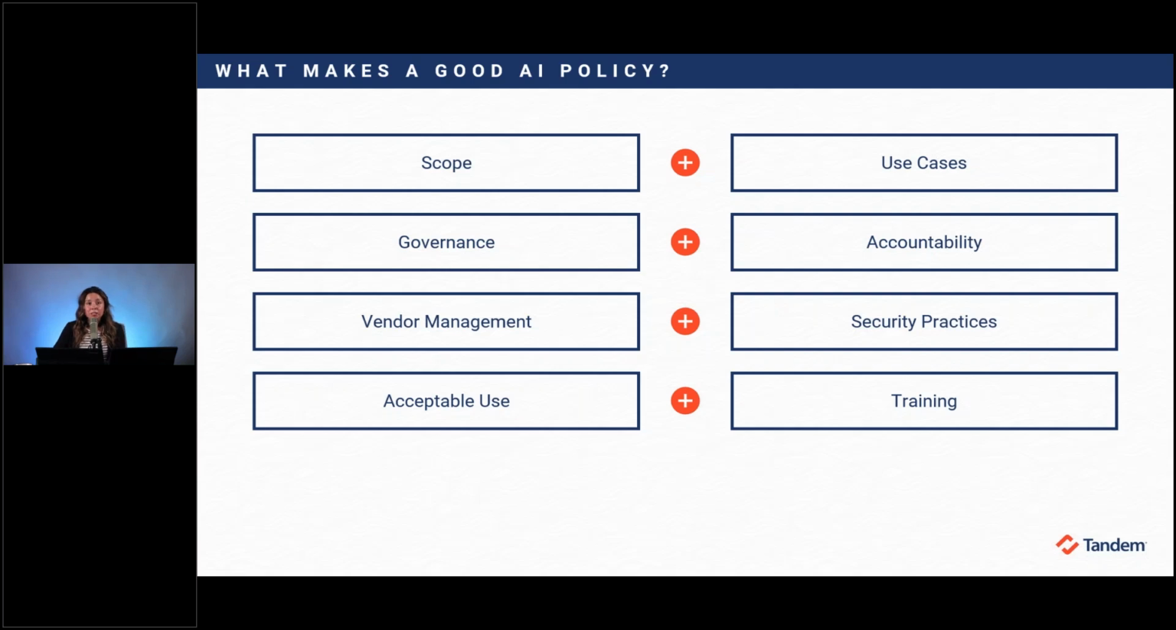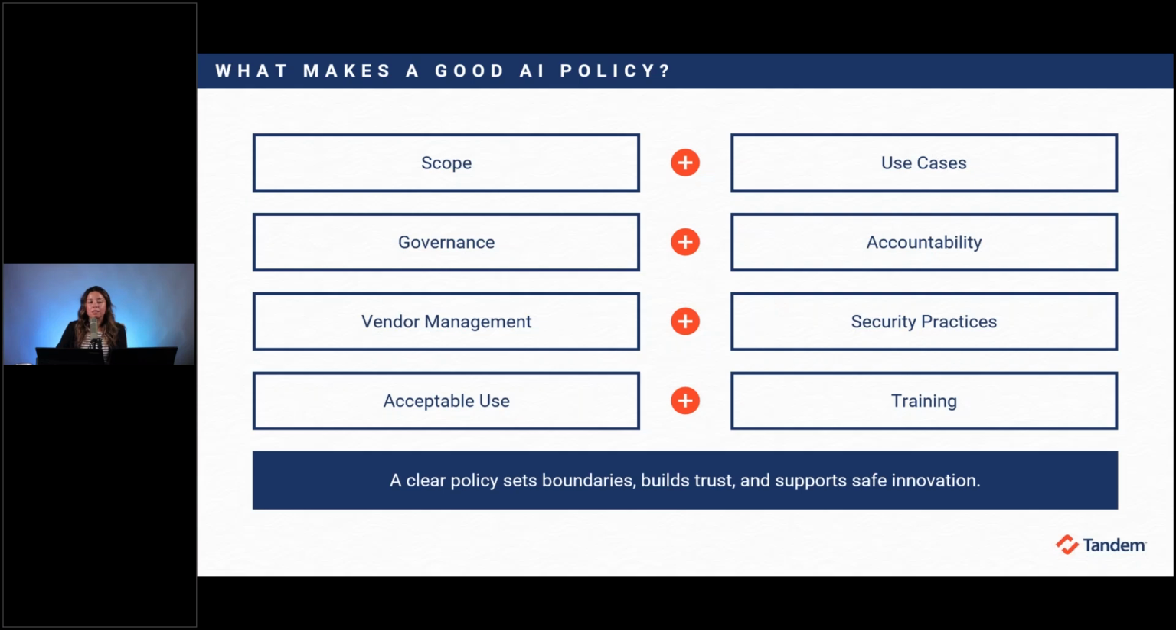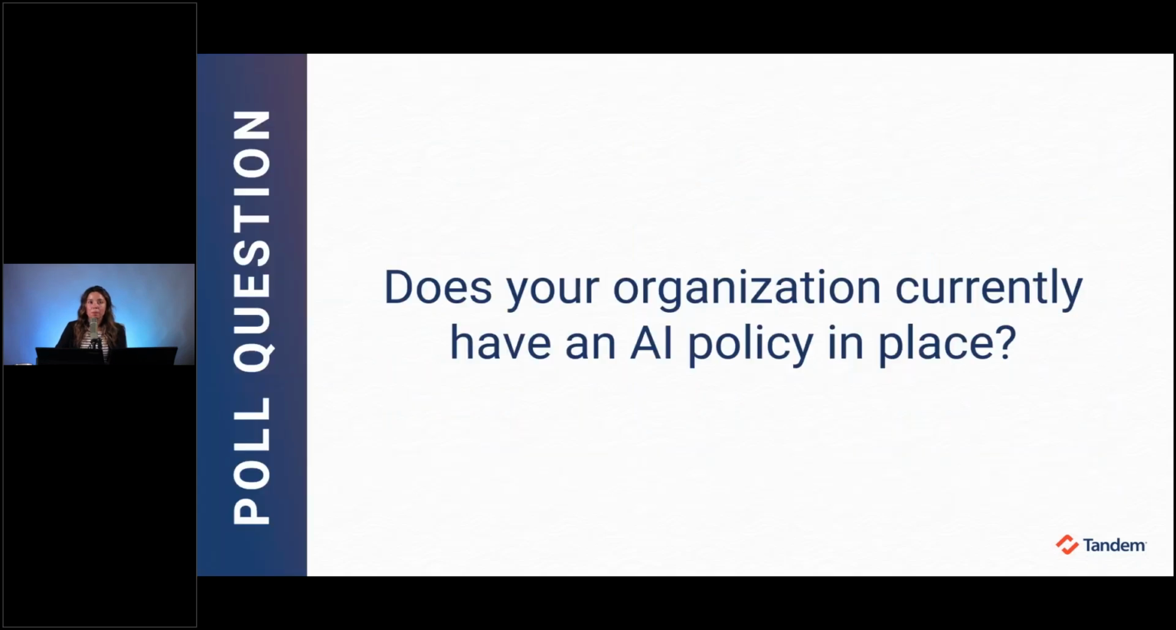And just as important, your policy should be treated as a living document. As AI evolves and new risks emerge, your policy should grow and adapt right along with it. A clear policy sets boundaries, builds trust, and supports safe innovation. So this leads us to our next poll question.